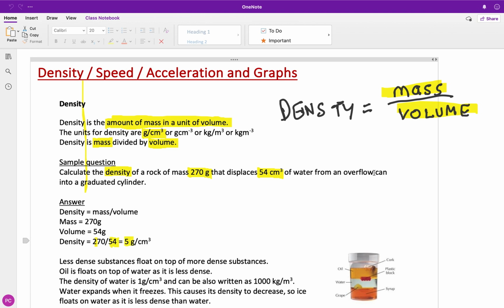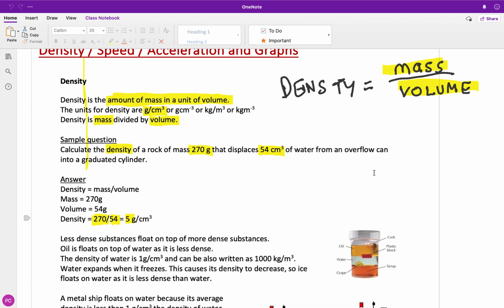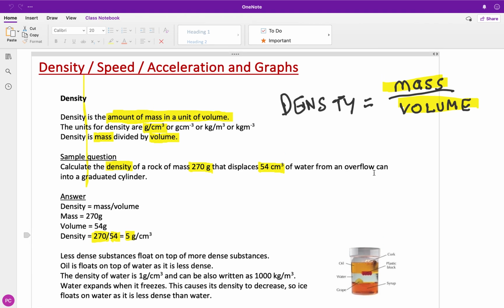So if we want to find any density, we divide our mass by our volume, and that will give us our density no matter what the density. So we can calculate the density of a rock, of a glass of water, of anything. Once we know the weight, the mass, and once we know the volume, how much space it takes up.